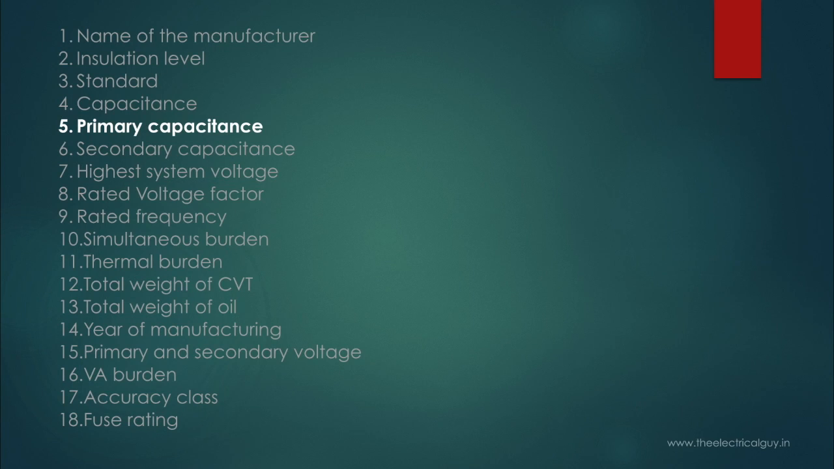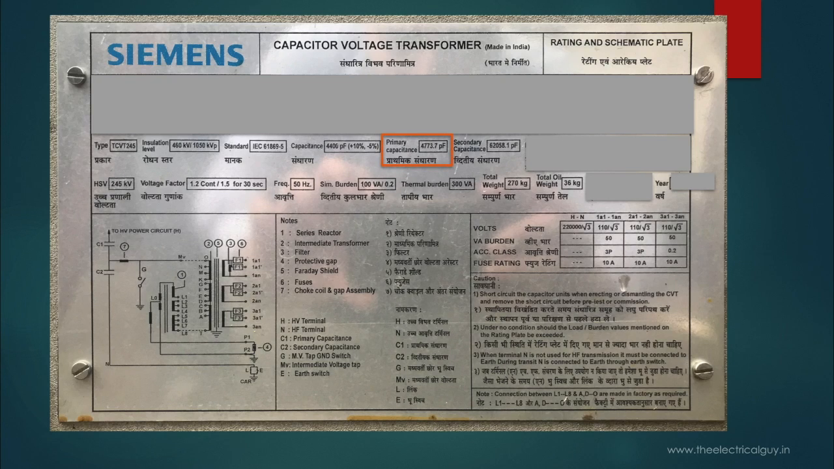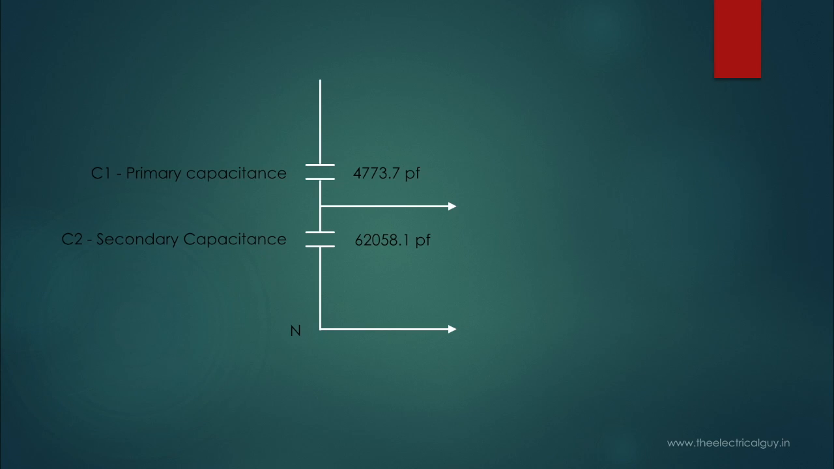Next is primary capacitance. As we know, CVT is the combination of two capacitance C1 and C2. C1 is called as primary capacitance whose value we can find on the nameplate. Similarly, C2 is called as secondary capacitance whose value is also mentioned on the nameplate. So if you calculate equivalent capacitance of these two capacitors, you'll get the value equal to 4432.8 picofarad, which is within the tolerance. But remember one thing, values of C1 and C2 can be different for different manufacturers based on their design, because the ultimate aim is to get the equivalent capacitance equal to 4400. So I can play with the values of C1 and C2.